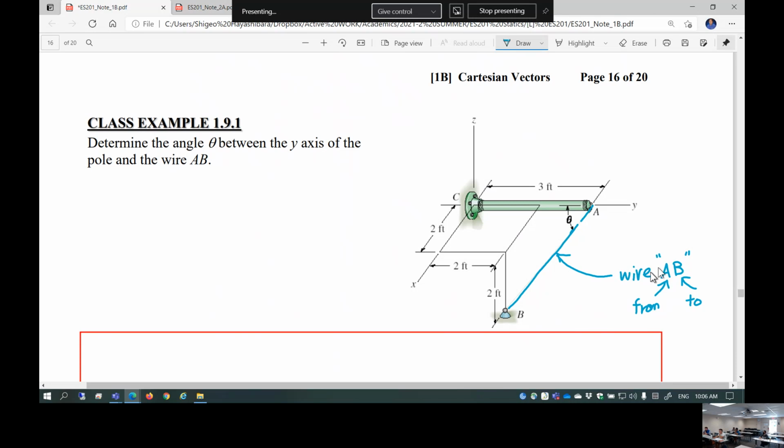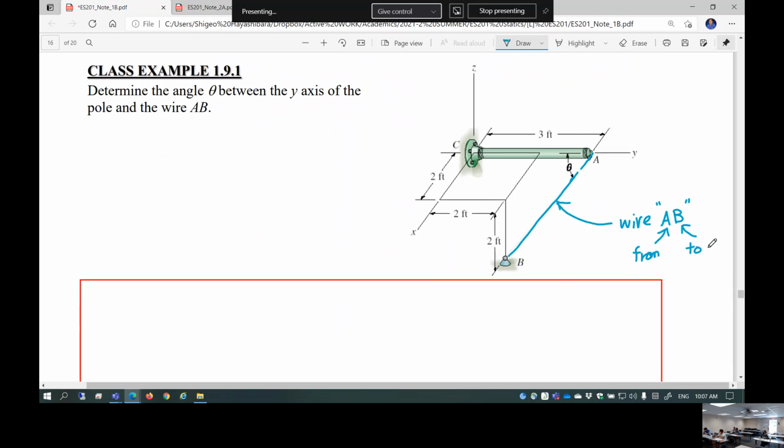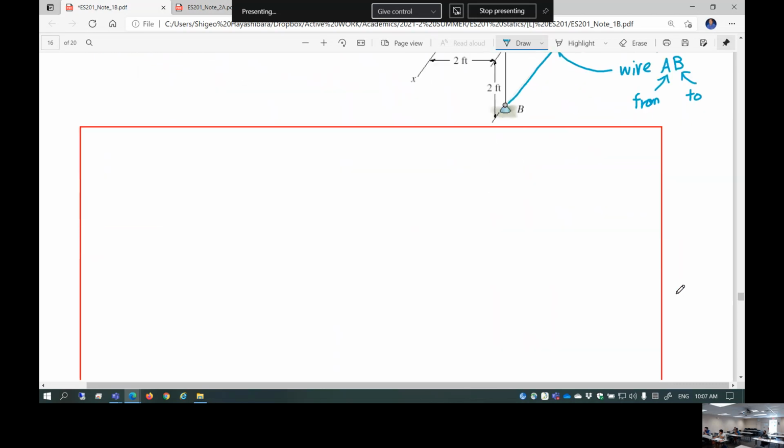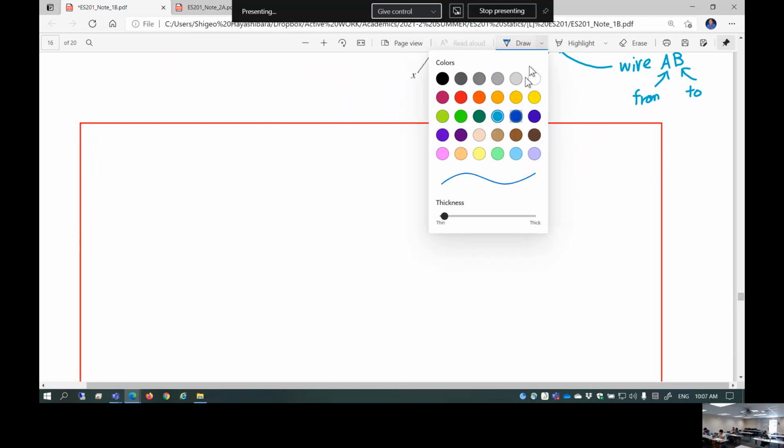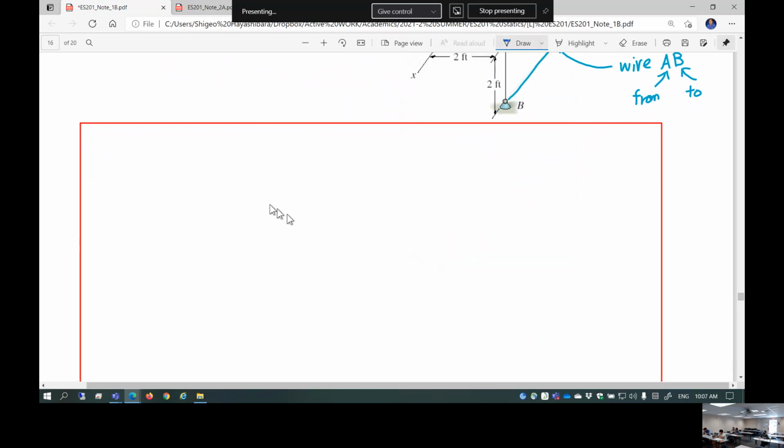Do you want to create a position vector? How do you call that position vector? RAB. I think I said the opposite in last class, so let me correct it today. I'm going to start with the sketch. This is the Z.